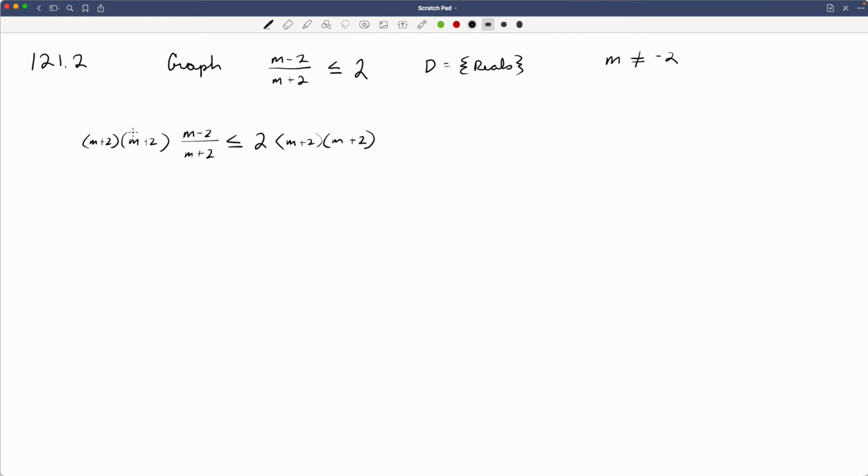All right, so now this one is going to cancel and this one's going to cancel. So that leaves me (m + 2)(m - 2). And I'm going to go ahead and do this bit. It's going to be m squared plus 4m plus 4.